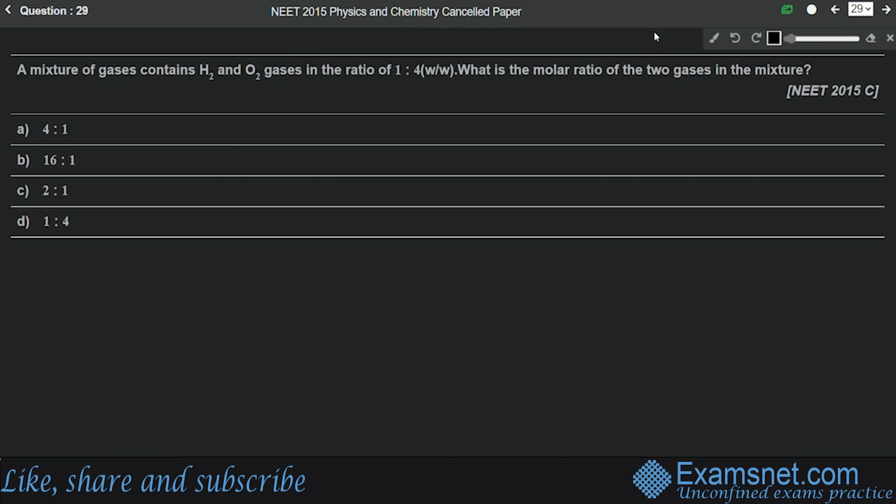Question number 29 is from some basic concepts of chemistry, and the question is a mixture of gases contains H2 and O2 gases in the ratio 1:4. What is the molar ratio of the two gases in the mixture? Okay, so the ratio of masses is given. That means if the mass of H2 is 1 gram, then the mass of O2 is 4 grams, right? We have to find the ratio of moles. Molar ratio means the ratio of number of moles.